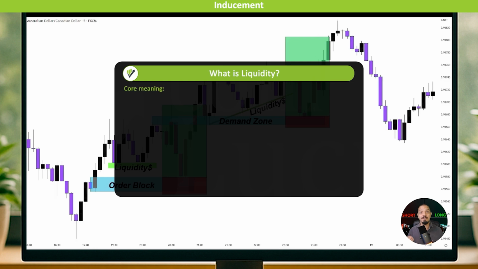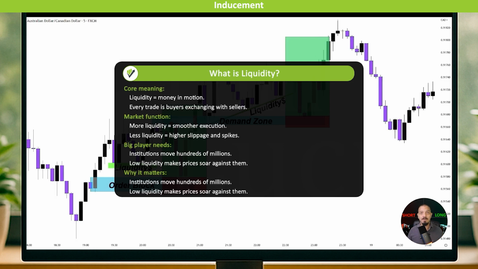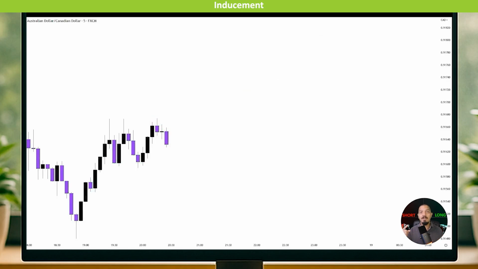So what is liquidity? Liquidity essentially means money. Every trade is an exchange between buyers and sellers. The more money flowing through the market, the easier it is for big players to execute large orders. Imagine a major company needing to convert hundreds of millions of dollars into euros. If they do it when liquidity is low, prices will soar. They want to avoid moving the market because their goal is to buy cheap. That's why they need liquidity. In other words, they need sellers in place.